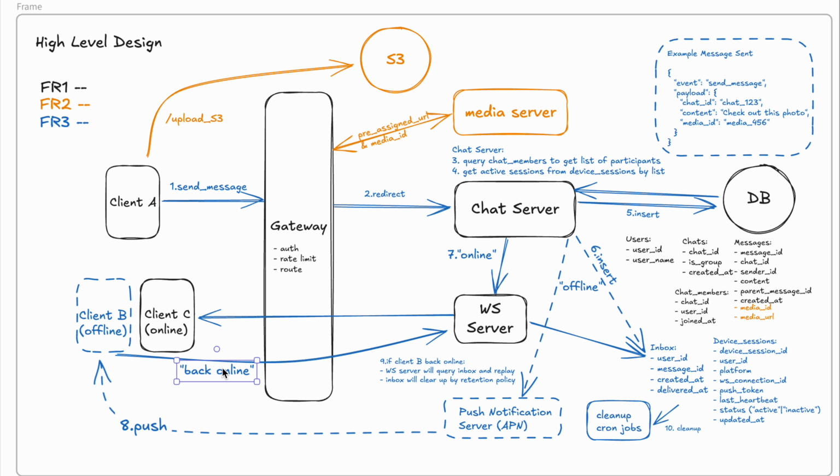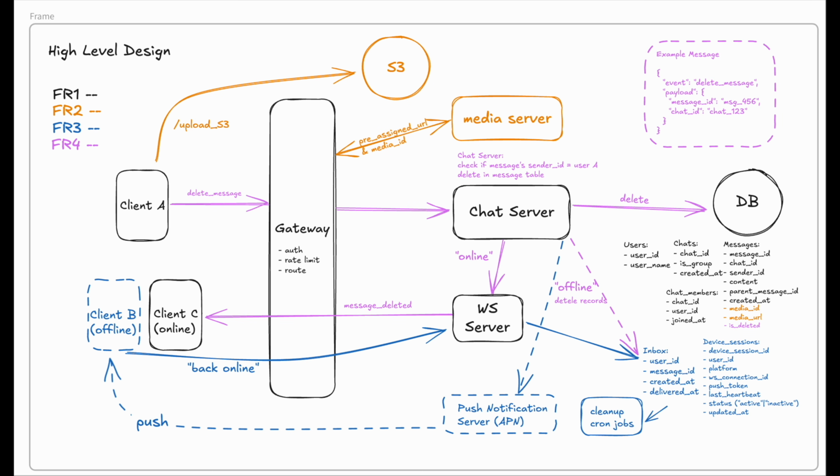Step number 9 is when client B goes back online, and the WebSocket server will query the inbox. This is here to query this user ID and all the message IDs and replay. Because user B is online and reconnects, we also mark all the messages as delivered at a specific timestamp. And then the inbox will be cleared out by retention policy or triggered by cron jobs in step 10. So in this case, the messages in the inbox can be managed, and the messages that need to be sent to the offline user when back online have been accomplished.